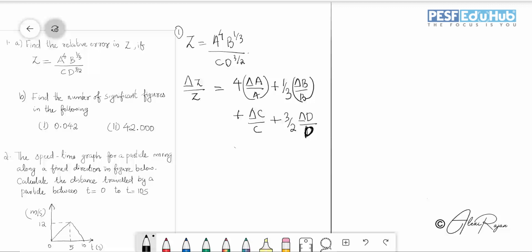Okay, now moving on to the subpart of the first question: find the number of significant figures in the following. What do you mean by a significant figure? This is what we need to study. You all know what a significant figure is, right? Significant figures are those digits in a number that are known with certainty, plus one more digit that is uncertain.